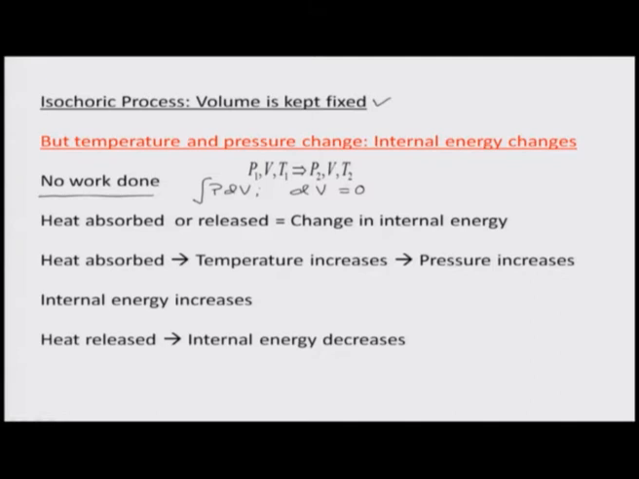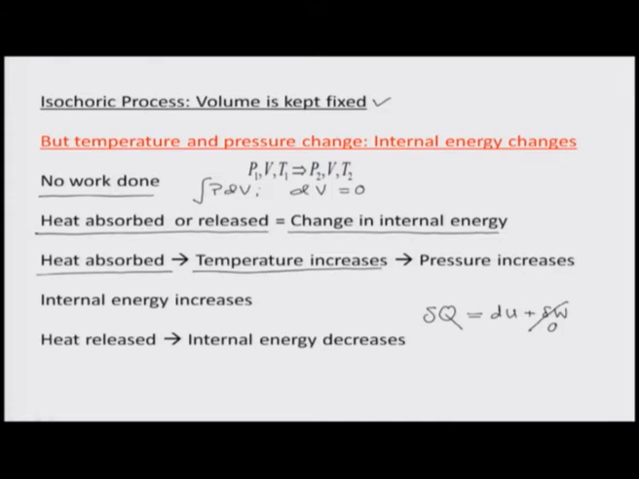Now I ask the question whether the system absorbs heat or releases it. That will be determined by the change in internal energy. Recall the first law: delta Q is equal to dU plus delta W. This term is 0 in the present case. So internal energy dictates whether delta Q is positive or negative. Heat absorbed means an increase in temperature, which always implies pressure also increases, because we know P is proportional to T if V is constant.